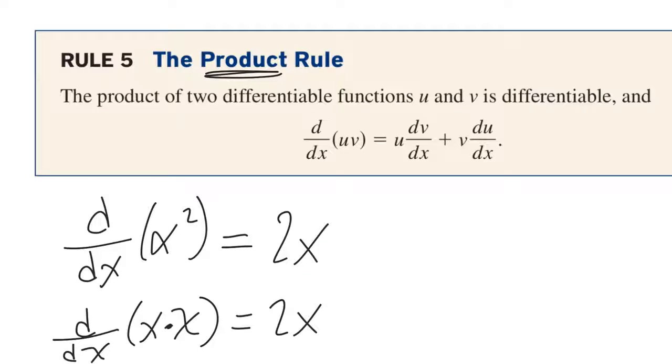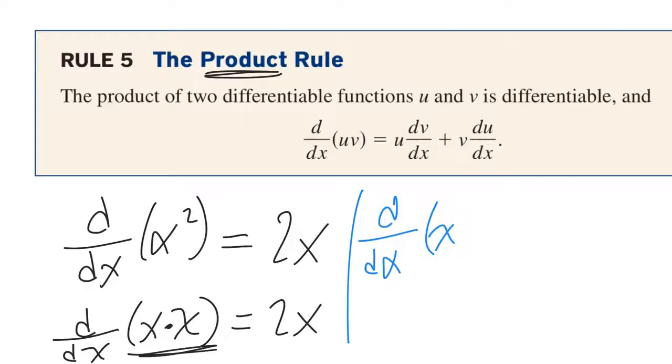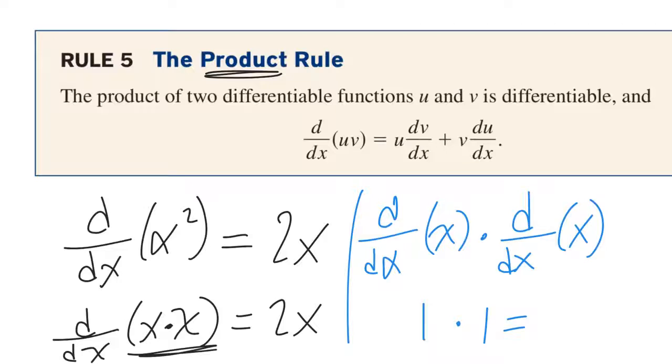Because if we split it up like some people want to do, looking at this x times x, oh, let's just split it up into two terms like we do with addition, it's not going to work. So here's our non-example: if we say the derivative of x times the derivative of x, well, the derivative of x is 1. The derivative of x is 1. So if we split it up that way and did the derivative of x separately, we would end up getting 1. So these are clearly not the same.